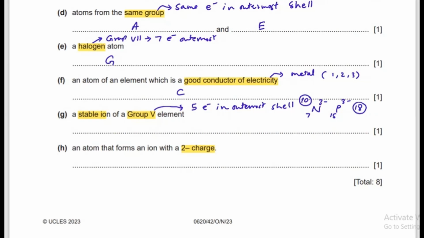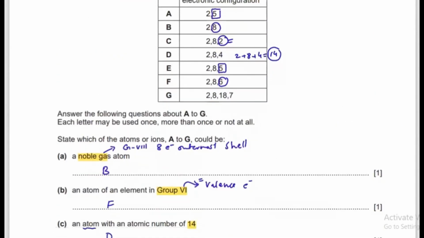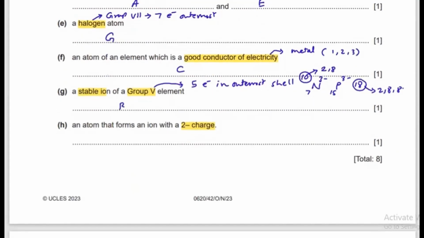So if we have 10 electrons, 2, 8 will be the electronic configuration, and for 18, 2, 8, 8. Just look at our list for an element with either 2, 8 or 2, 8, 8 electronic configuration. So we can see that B has the 2, 8 electronic configuration. So B is a stable ion of a group 5 element.